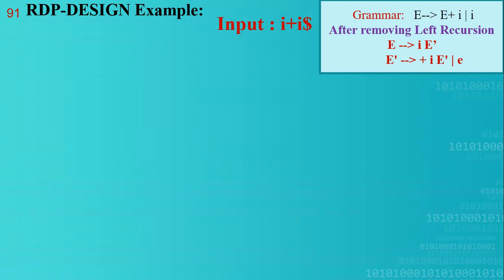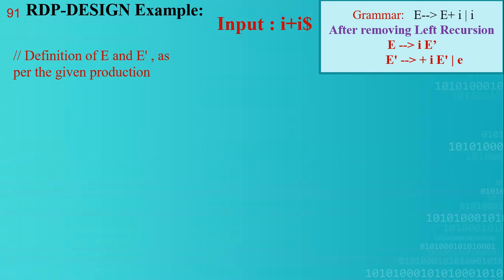Okay, so what do we have to do? We have to write a procedure or a function for each of the non-terminals. Here I'm using just an abstraction of the C programming language to represent the procedure. E and E prime are the two different non-terminals used in this particular grammar, so I have to define E and E prime.